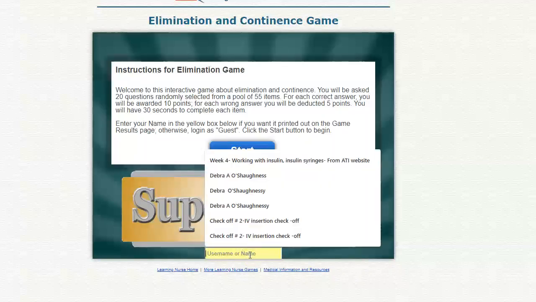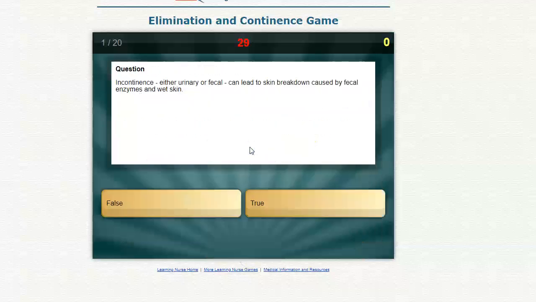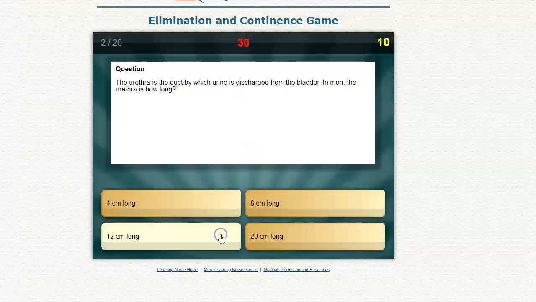And we'll just say Nursing 121. So we will start. Incontinence, either urinary or fecal, can lead to skin breakdown caused by fecal enzymes and wet skin. Of course that's true. This is the reason why the skin must be kept clean.